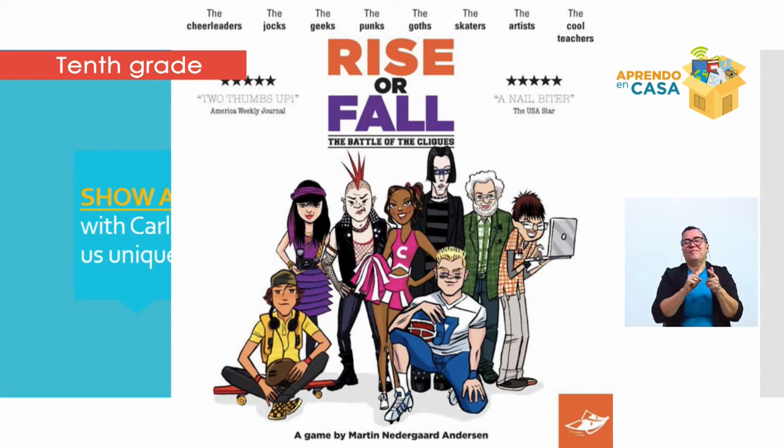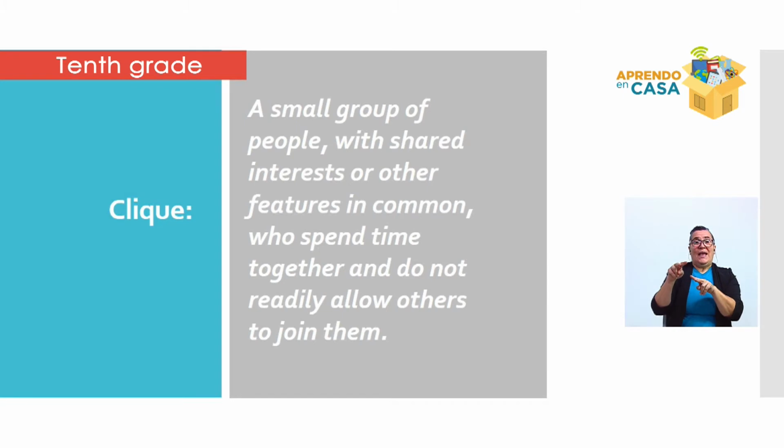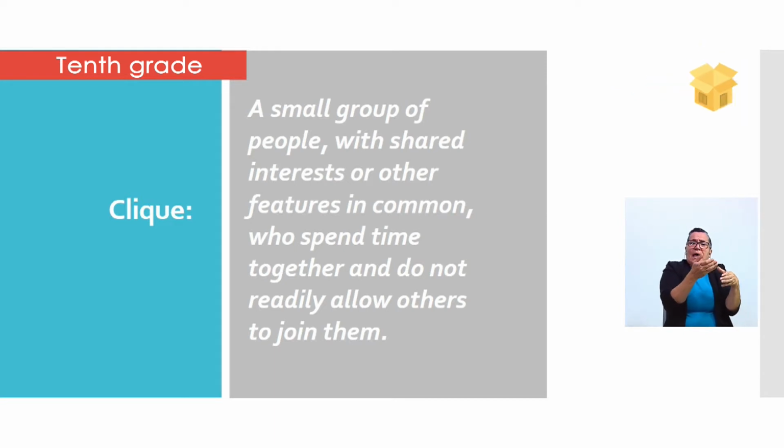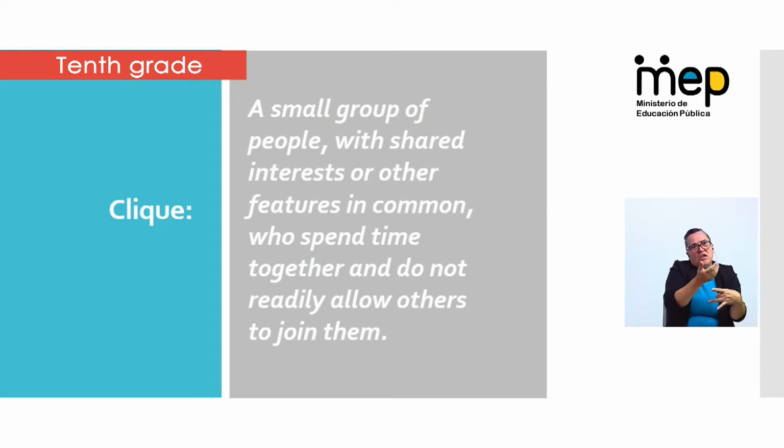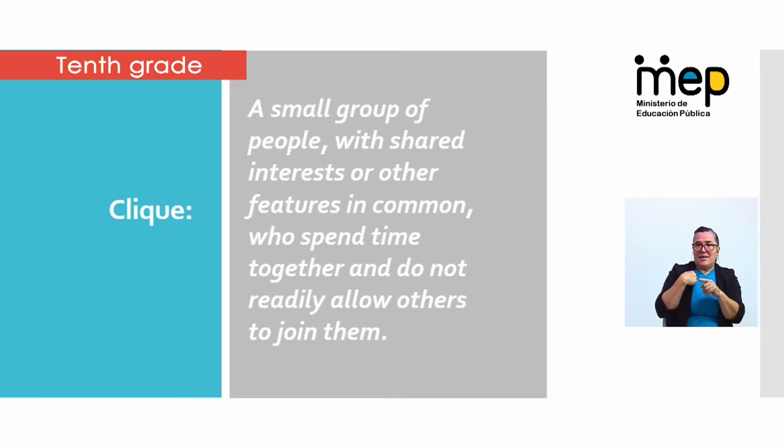Okay, so let's continue. Do you know what is a clique? Have you listened to this word? Okay, let's see the definition. Okay, so there you have. It says that a clique is a small group of people with shared interests or other features in common who spend time together and do not readily allow others to join them. Okay, so now take your pen and write the definition down in your notebook. Okay, so let's repeat the word after me. Clique. Repeat, clique.